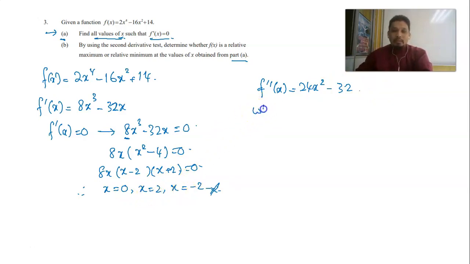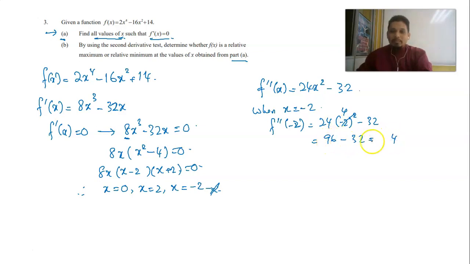For the first one, when x equal to negative 2, f double prime negative 2 is 24 times negative 2 squared minus 32. Negative 2 squared equal to 4, 4 times 24 is 96, minus 32 equal to 64, which is positive. So the positive value tells us, with the conclusion that at this point, it gives us a relative minimum.